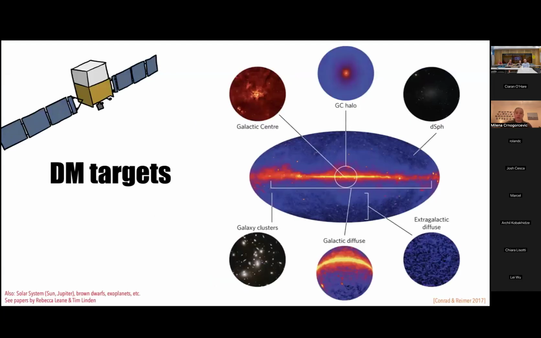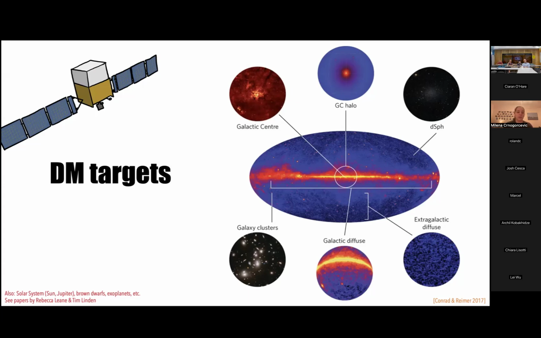From the dark matter targets, when it comes to Fermi-LAT, some of the most studied targets include the galactic center, the galactic center halo, dwarf spheroidal galaxies, extragalactic and galactic diffuse emission, as well as galaxy clusters. Of course, these sources are attractive either because they are expected to have high dark matter densities, or in addition to high dark matter densities, they also have lower astrophysical backgrounds.